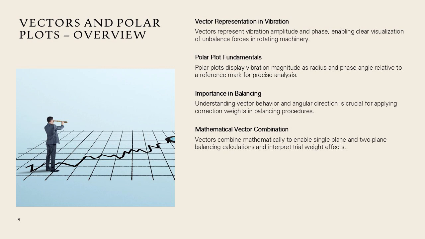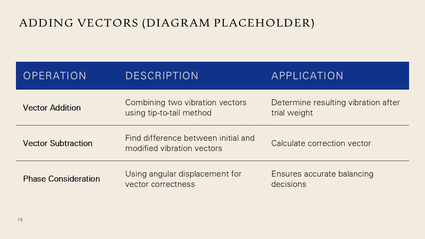Vectors are the foundation of single-plane and two-plane balancing calculations and critical to interpreting trial weight effects. This slide explains vector addition in the context of balancing. When a correction weight is added, the machine's vibration vector changes direction and magnitude. Vector addition helps determine the resultant vibration after applying correction or trial mass.